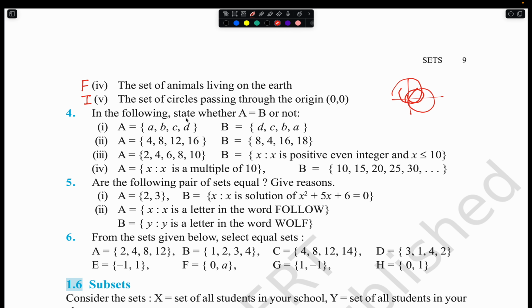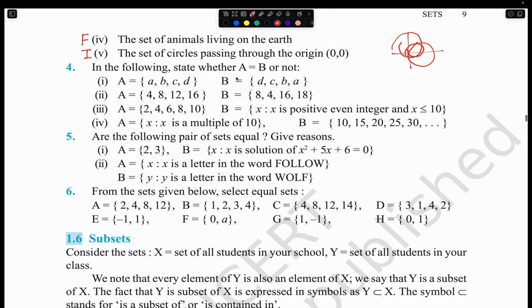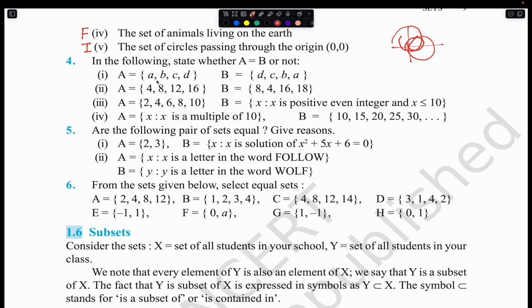Okay. In the following, state whether A is equal to B or not. If we have to find whether A is equal to B or not, we have to see that every element of A should be there in B and vice versa.